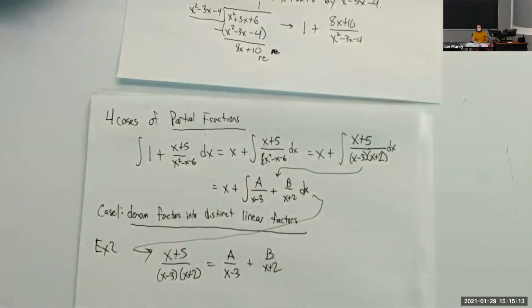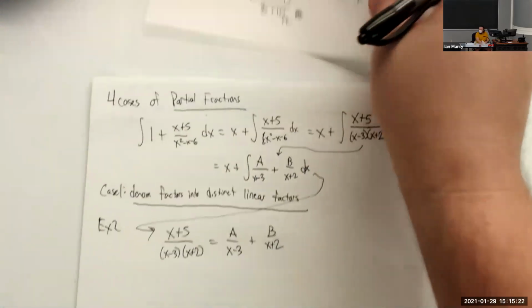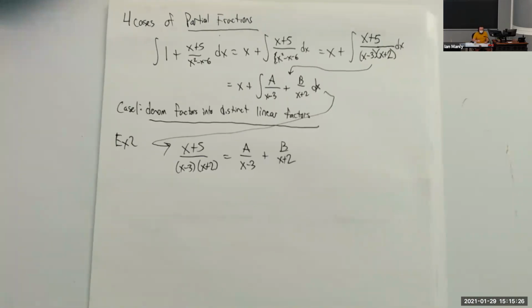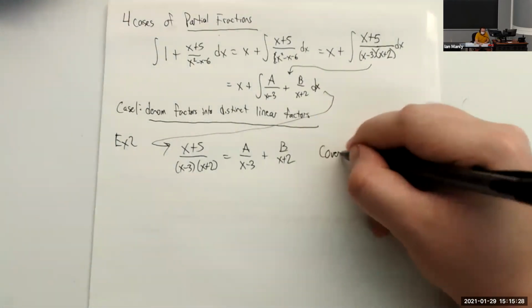We're going to learn several different ways of doing this. For some problems one way is going to be easier, and for others another way will be easier. For distinct linear factors, the way I'm about to teach you is always going to be the easiest. It's called the cover-up method.